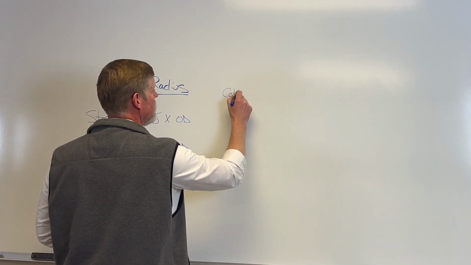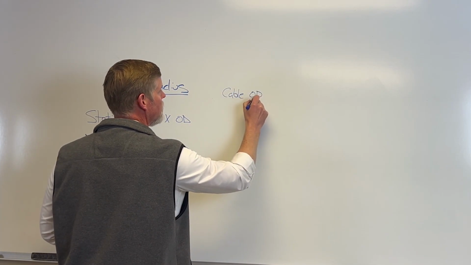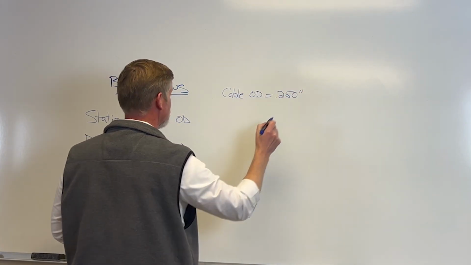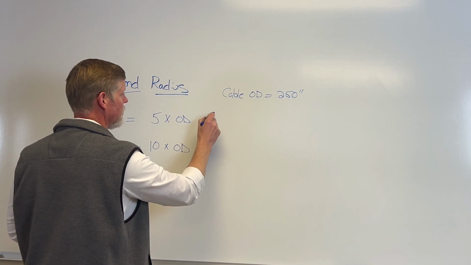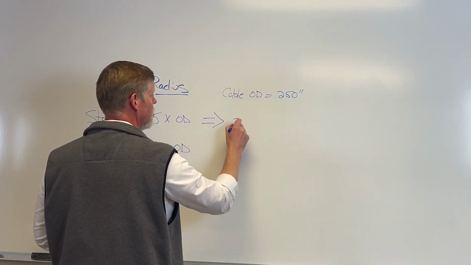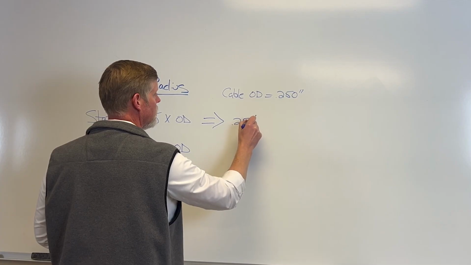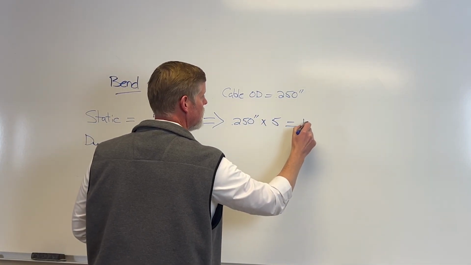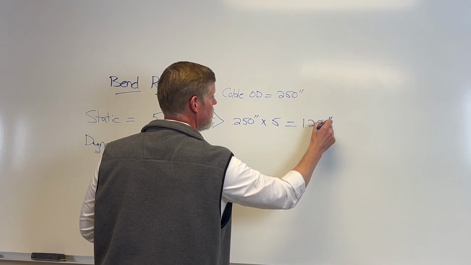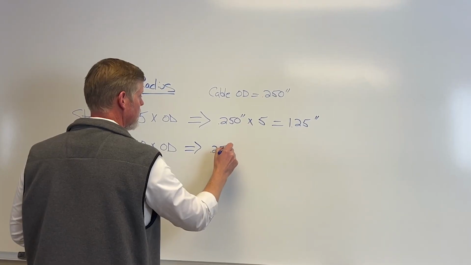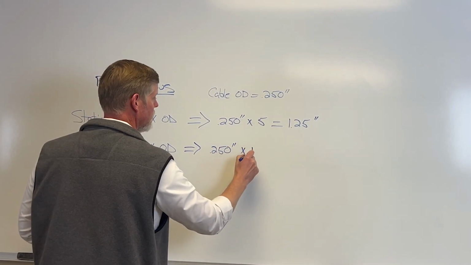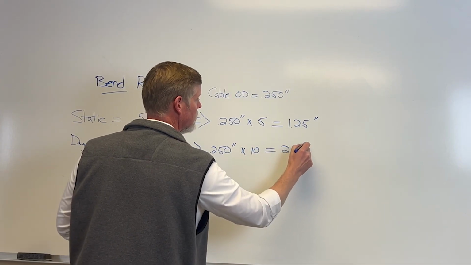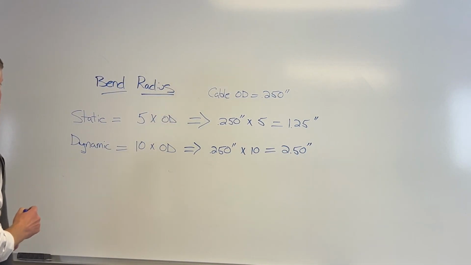So in this example, if the cable is 0.250 inches times 5, we get a bend radius of 1.25 inches. And if we're talking about dynamic, times 10, 2.5 inches. So that's what this looks like.